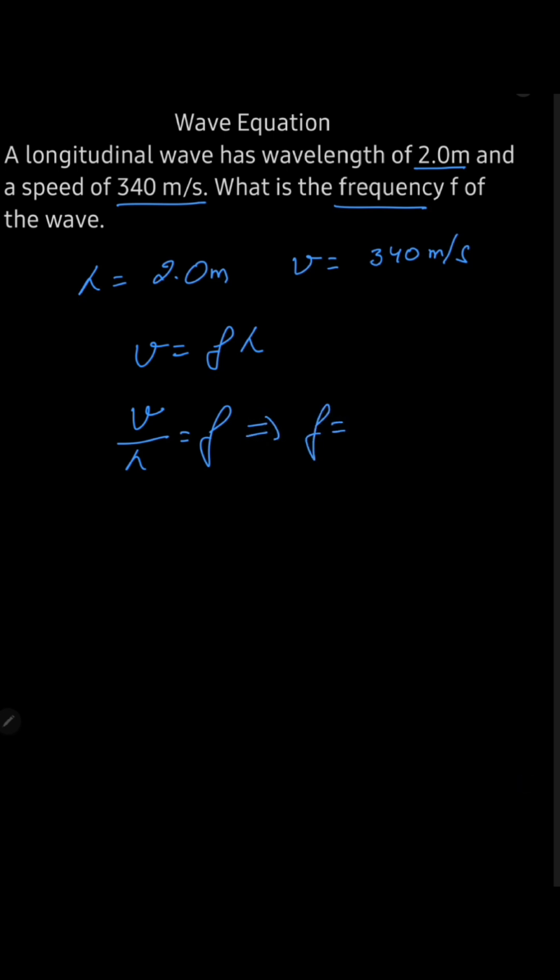So for frequency, just substitute the value of V, which is 340, and lambda, which is 2. So the frequency will be 170. The unit is per second, or the unit of frequency is also hertz. So you can write 170 hertz. That's the answer.